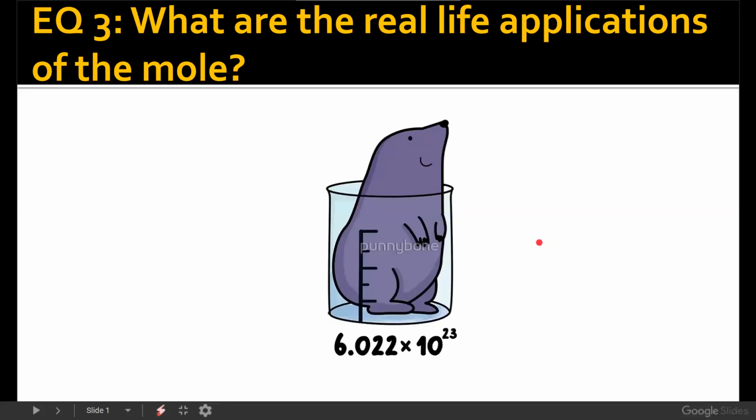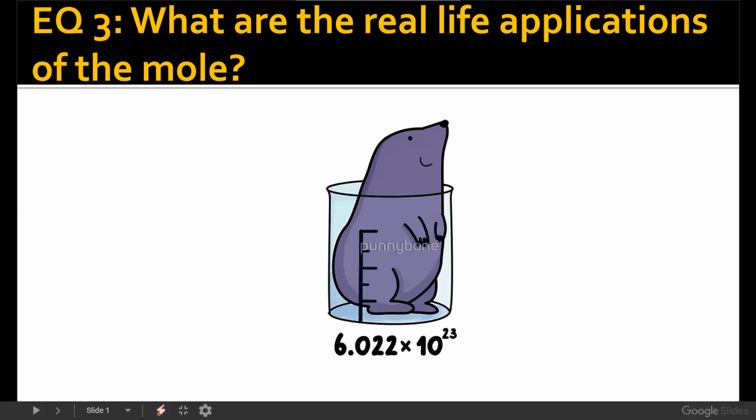All right. My name is Mr. Kalman, and today we're going to be going over what are the real life applications of the mole. In this case, we're going to be focusing a lot on mole problems and converting moles to grams and things like Avogadro's number.